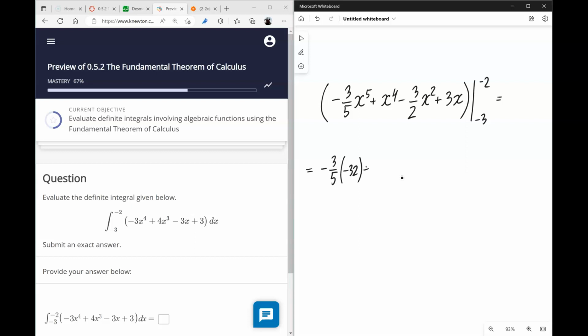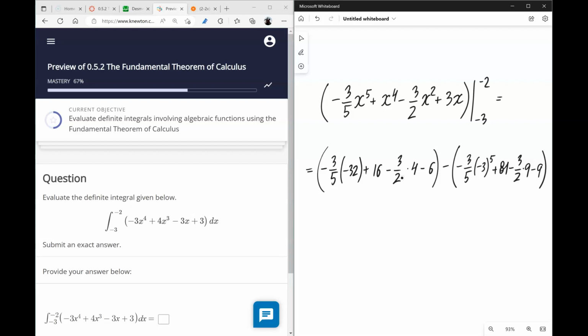negative 32 plus 16 minus 3/2 times 4 minus 6. That's us evaluating it at negative 2. And minus, now we plug in negative 3. So we have negative 3/5, negative 3 to the power 5 plus 81 minus 3/2 times 9 minus minus 9.